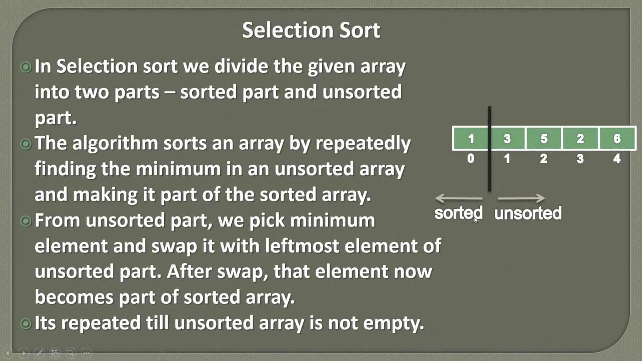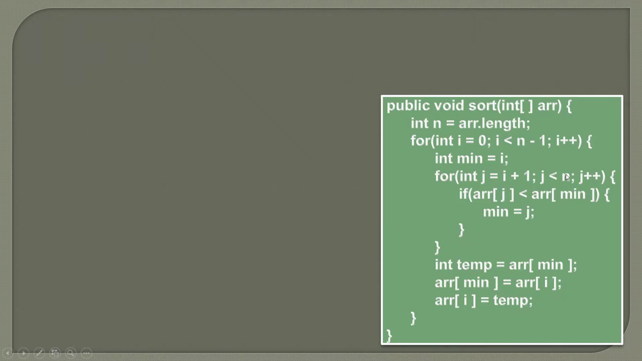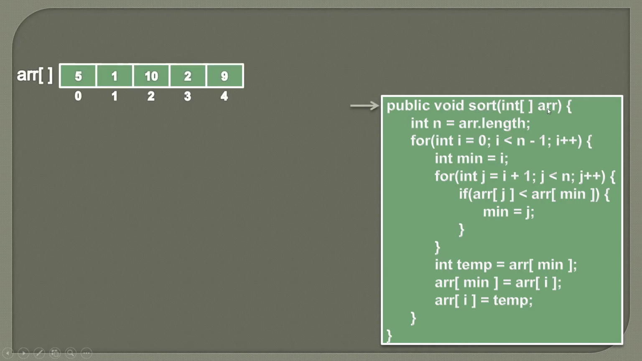So in our previous video we saw a step-by-step demonstration of the algorithm. Now we'll see the step-by-step demonstration of the actual code. Here you can see this is the algorithm to perform the selection sort on an array, and this algorithm will sort the elements into ascending order. So let's say we call the sort method and pass in an array. Let's suppose this is our array having 5 elements: 5, 1, 10, 2 and 9. You can see they are indexed from 0 to 4.